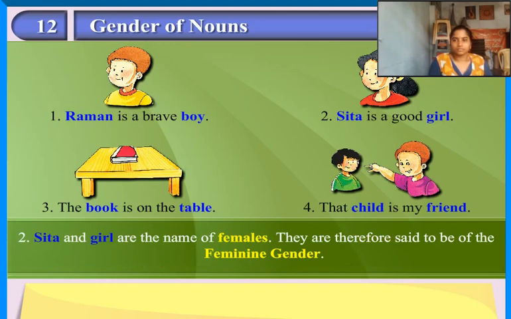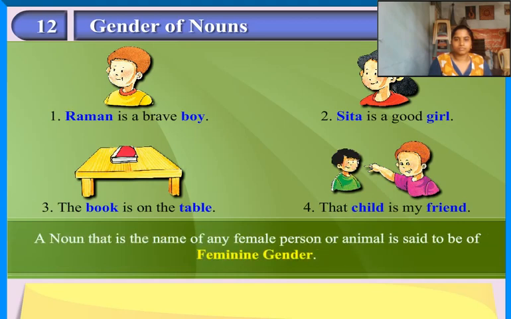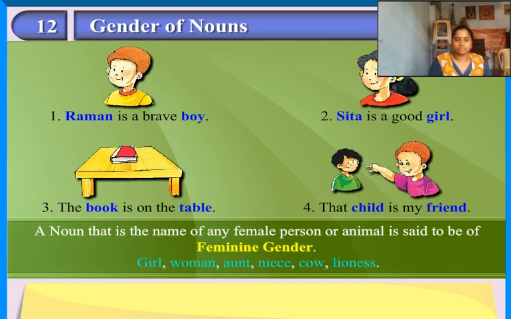Sita and girl are the names of females. They are therefore said to be of the feminine gender. A noun that is the name of any female person or animal is said to be of feminine gender. For example, girl, woman, aunt, niece, cow, lioness.